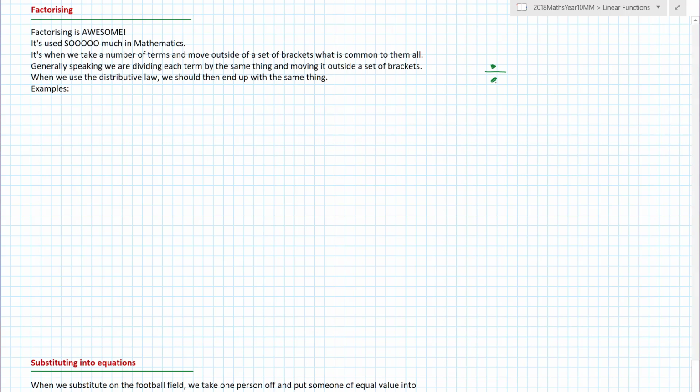Let me give you an example. If I had 4a plus 8, for example, how many terms have we got? We've got 2 terms. Marvelous. So here is my first term, and here is my second term. Okay, so what am I now saying? Well, do each of these share a number? They do. The first term has a 4, the second term has a plus 8. They have a coefficient. What's the biggest number we can divide into 4 and 8? Well, hopefully 4. So I'm going to move outside a set of brackets, the number 4.